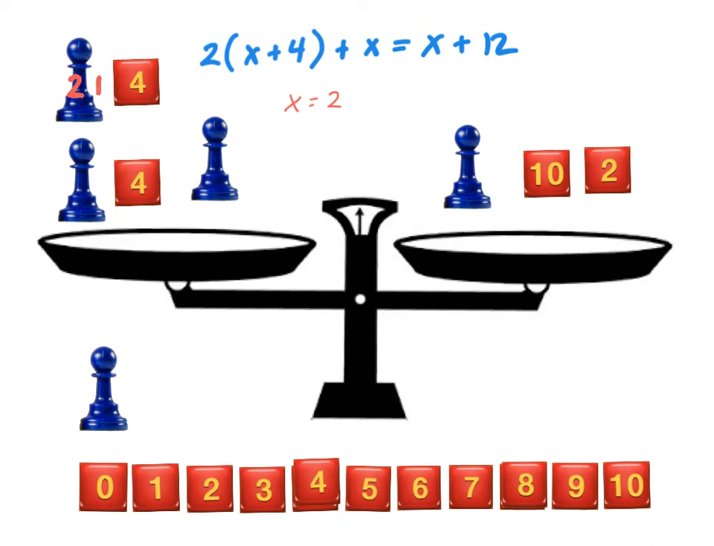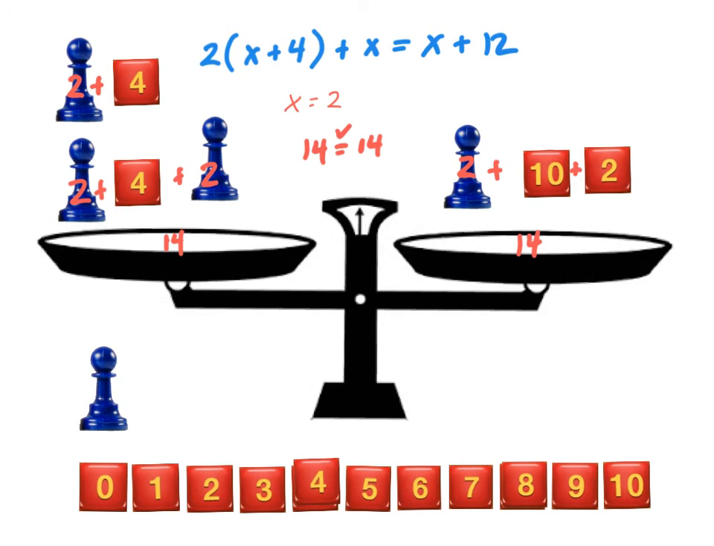So on the left-hand side, I have 2 plus 4, 2 plus 4, plus another 2. So that would be 2, 4, 6, plus 2 4's. 6 plus 4 is 10, plus another 4 is 14. So I have a total value of 14 on the left-hand side. On the right-hand side, I have 2 plus 10 plus 2. 2 plus 10 is 12, plus 2 more is 14. So our check, 14 equals 14, confirms the equation is balanced when x equals 2.